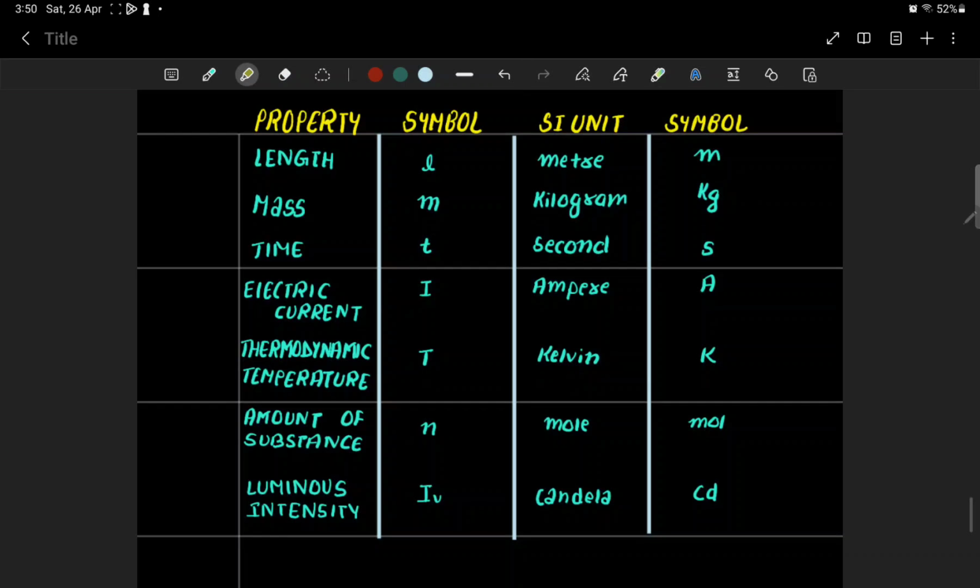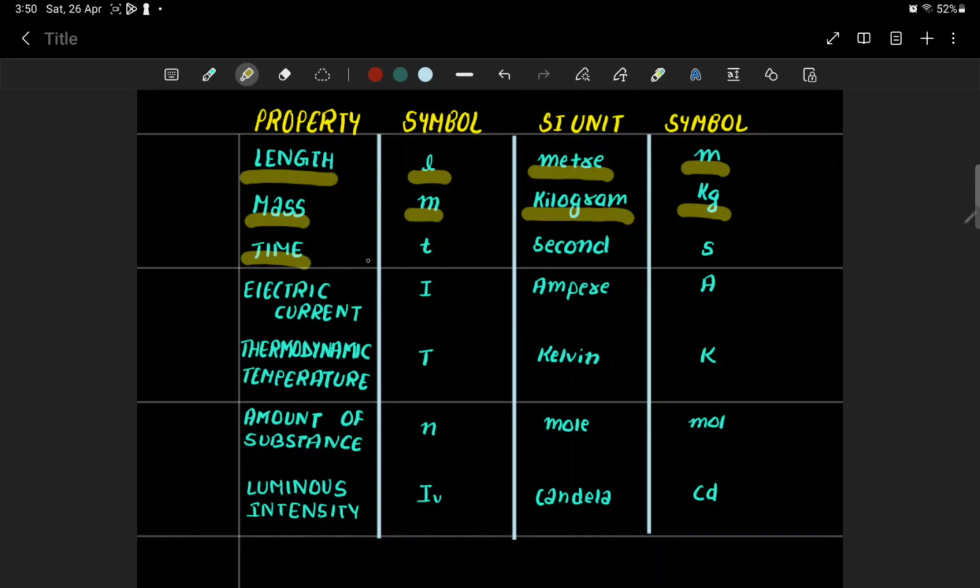The 7 base units are length. The symbol for length is L, small l. SI unit is meter, symbol small m. For mass, the symbol is small m. SI unit is kilogram, its symbol is kg. Time, small t. SI unit is second, symbol is small s.